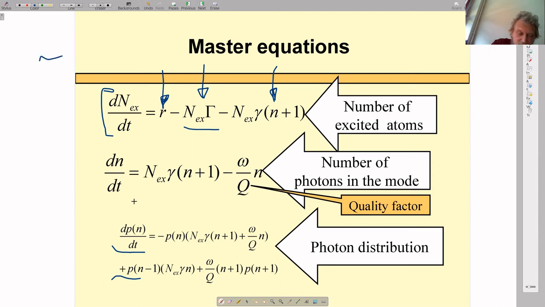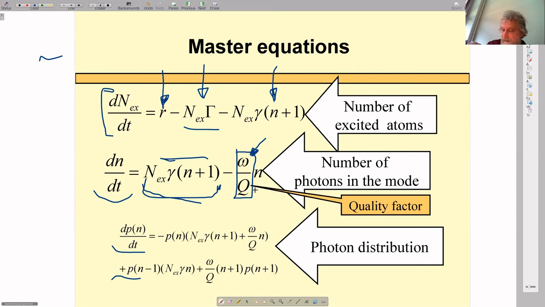For the average number of photons, I need to take the number of excitations to this mode. Also, I need to take into account losses from the laser mode. Here it is. So traditionally, I introduce a quality factor for the laser mode and write the frequency of this mode. So this is just losses, the photons that leave the lasing mode. Right. And this is for photon distribution. Let me address it in several minutes.